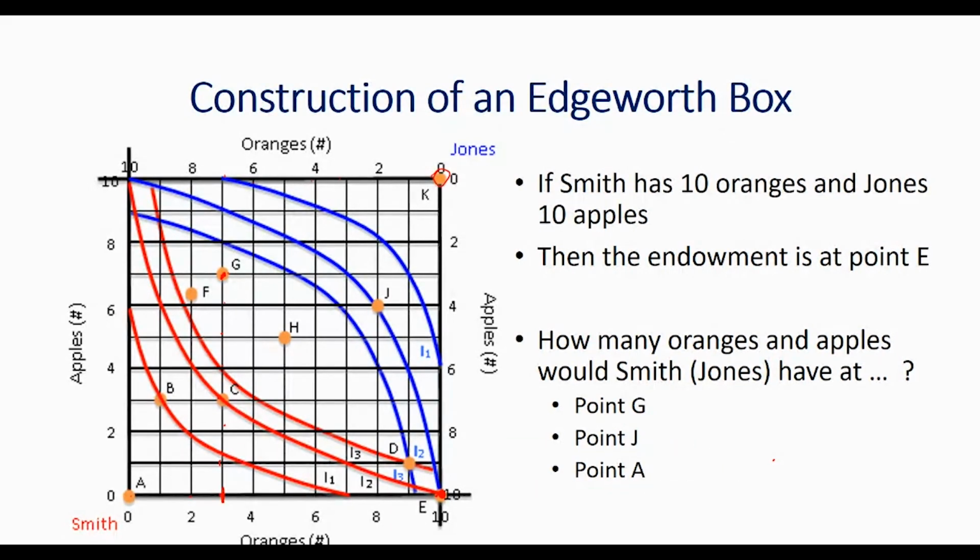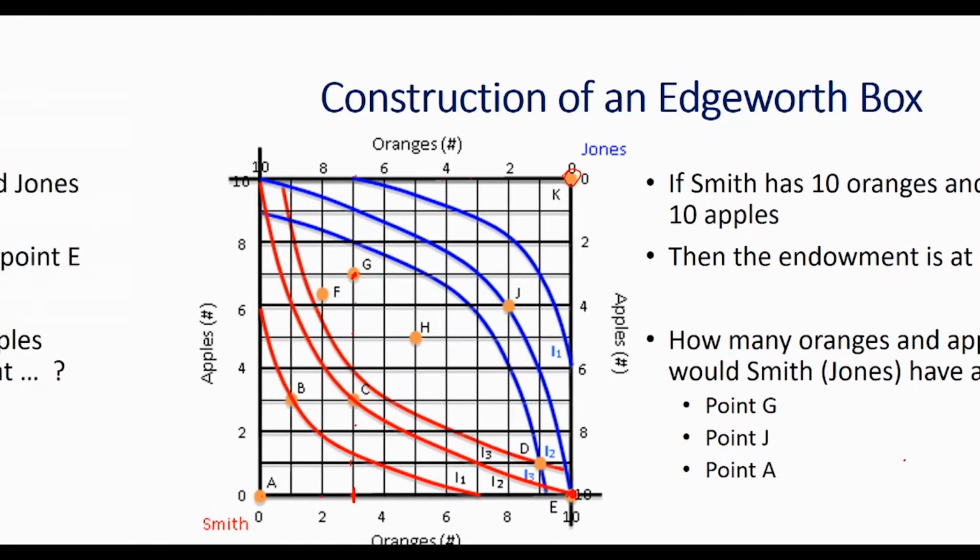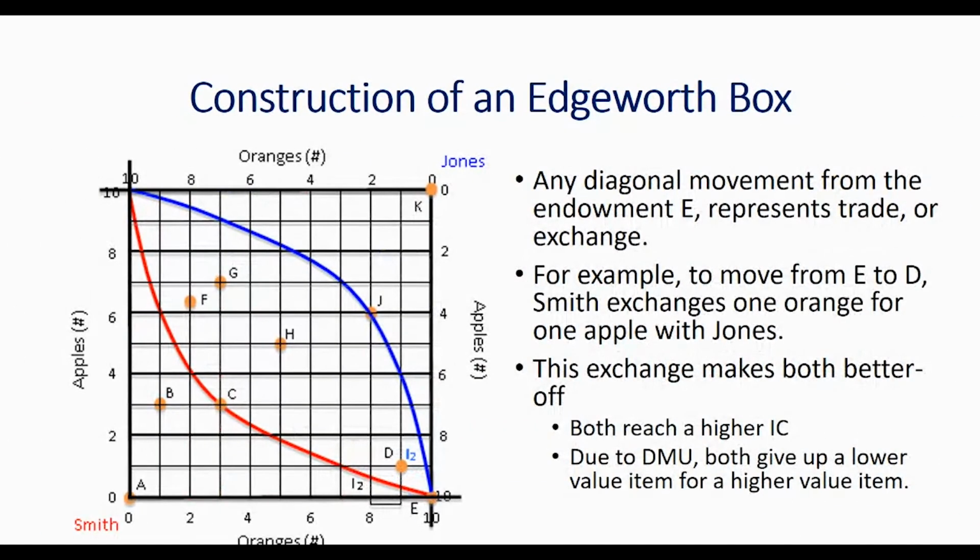Every point represents a mixing up of the 10 apples and 10 oranges between Smith and Jones, giving them different amounts of each of the goods in each of the different positions. All right, so the Edgeworth box is really cool because it's giving us a visualization of all of the possible places that Smith and Jones could end up with or move to after trade. Okay, so let's get to the next point.